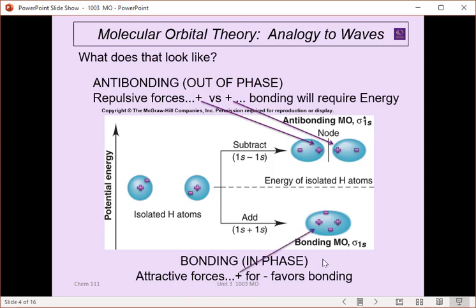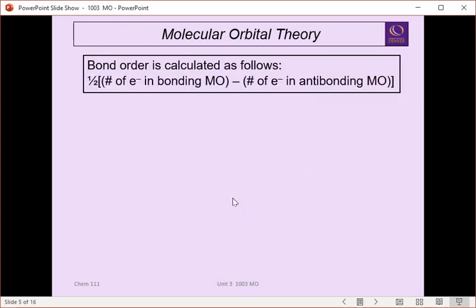Bonding is attractive. It gives a solid bond, or a bond order. In this case, it would be a bond order of 1. Anti-bonding takes away from bonding, so it lowers the bond order. So bond order is always calculated this way.